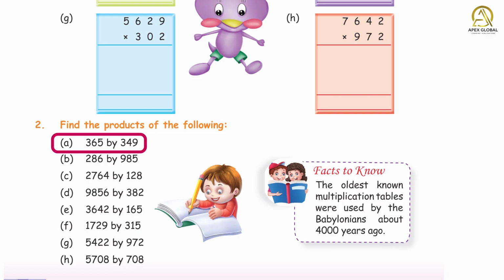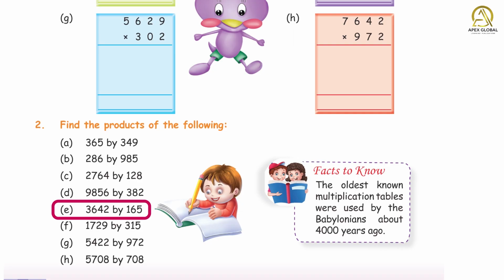A. 365 by 349. Answer: 1,27,385. B. 286 by 985. Answer: 2,81,710. C. 2,764 by 128. Answer: 3,53,792. D. 9,856 by 382. Answer: 37,64,992. E. 3,642 by 165.